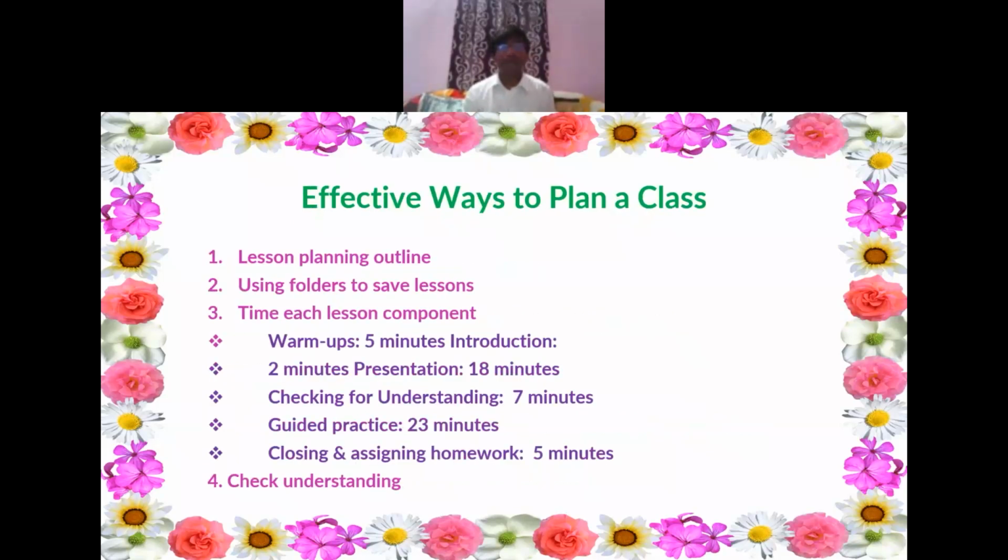Effective ways to plan a classroom. See here, as I said, we have to make lesson plan outlines, use folders to organize lessons, teach each lesson, and implement. Next is very important here. Warm up, 5 minutes. Like I did in the class, we should not start the textbook right away.